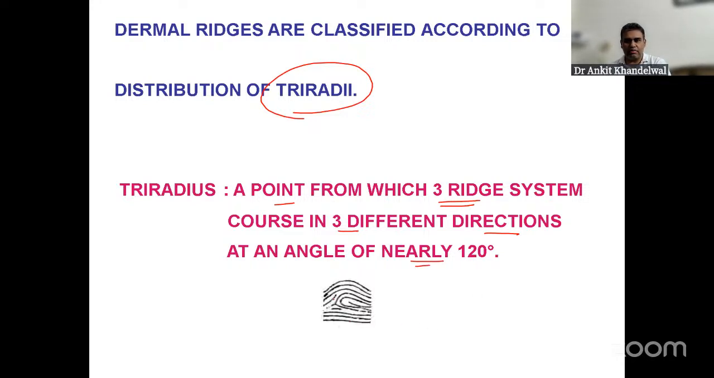Images obviously you can see over here. Coming from, you can see at this point, let me make a circle over here. At this point, this is like a triradius. So there is a ridge system in three different directions. One going over here, one going at an angle of around 120. Why? Because obviously we all know that the angle of a circle is 360. So three things are going, obviously they will be 120, 120, 120. 120 into 3 is 360 degrees. So approximately they go around 120 degrees. That is the triradius, and this is how basically we classify dermatoglyphs.